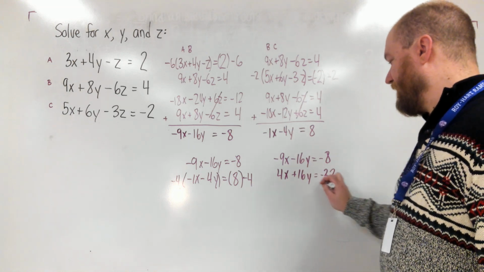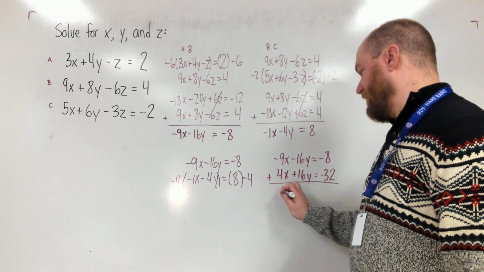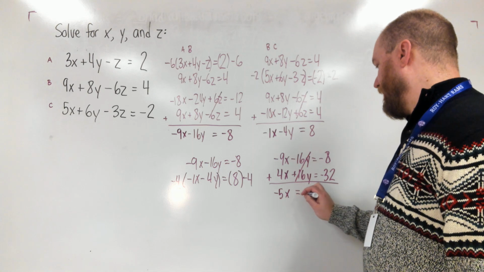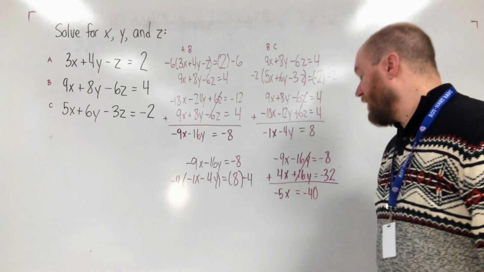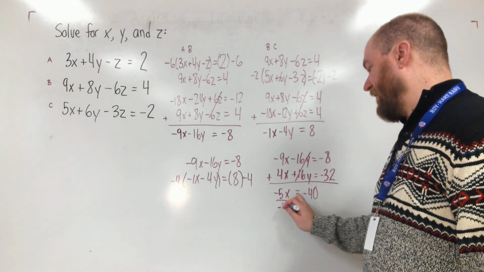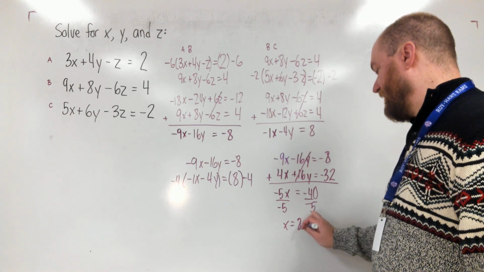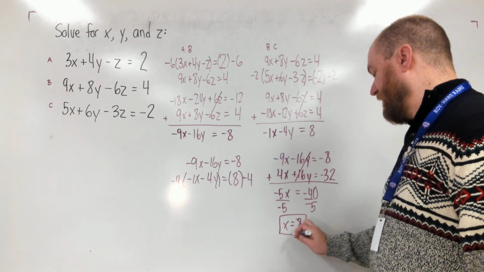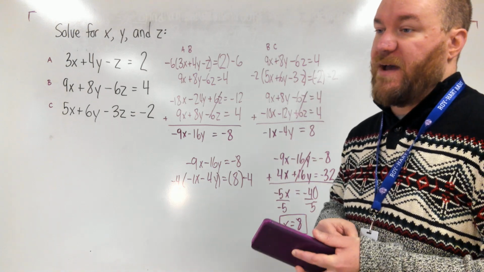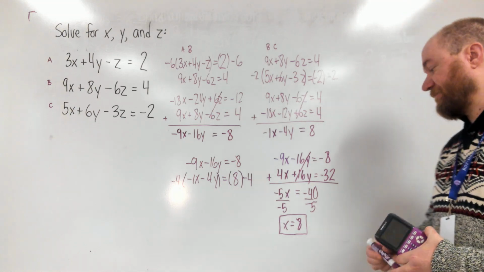These are opposites, so let's add. Adding makes opposites go away. Let's add those to get negative 5x and negative 40. And now I just have one variable in one equation. I can divide by negative 5, and we get x equals 8. So all of that work was to get x equals 8. Now we need to go back to the other equations to get y and z.